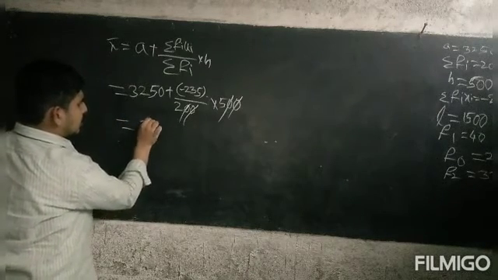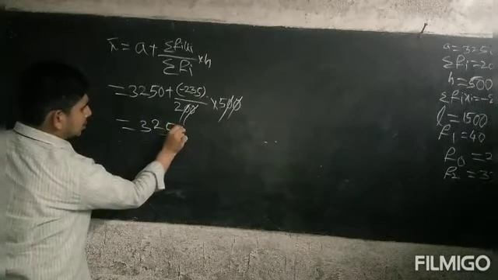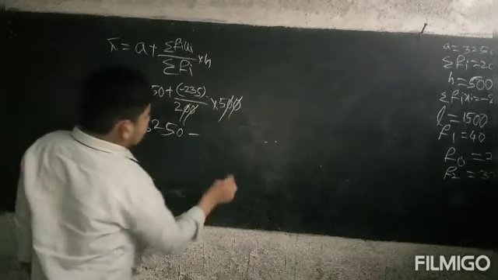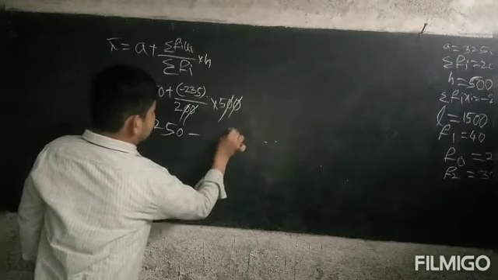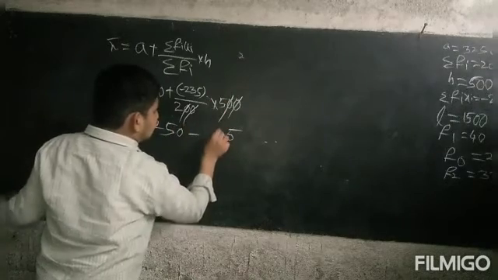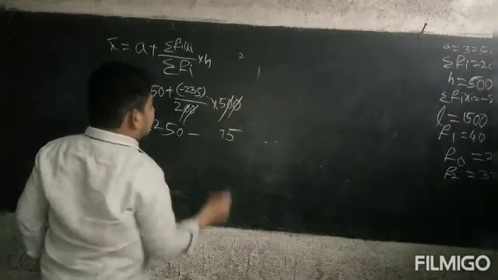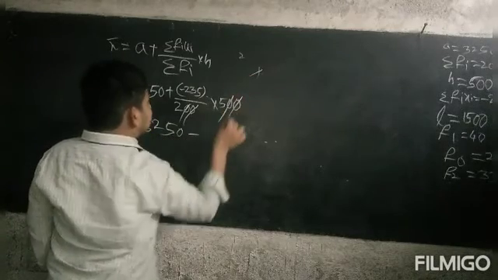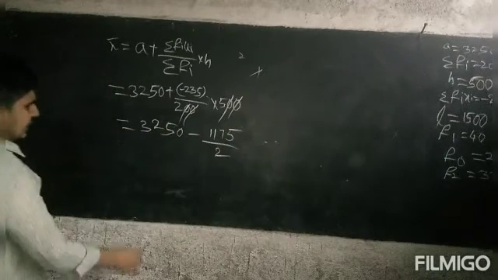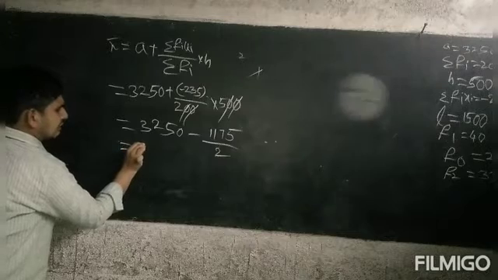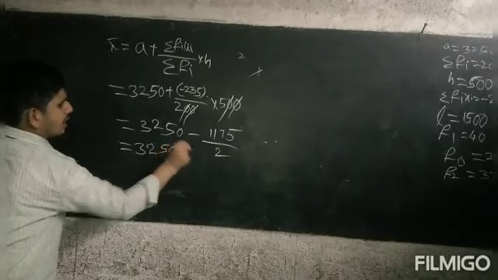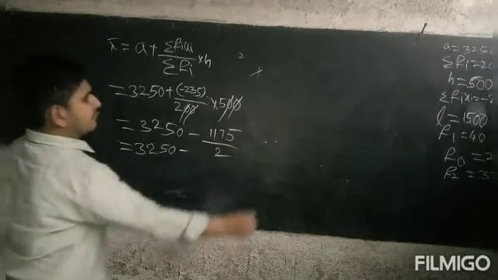Now it equals 1250 minus. Multiply 5 by 235. 5 fives are 25, 5 threes are 15, 15 plus 2 is 17, 5 twos are 10, 10 plus 1 is 11. So 1175 by 2. Nothing but 1250 minus 1175 by 2.